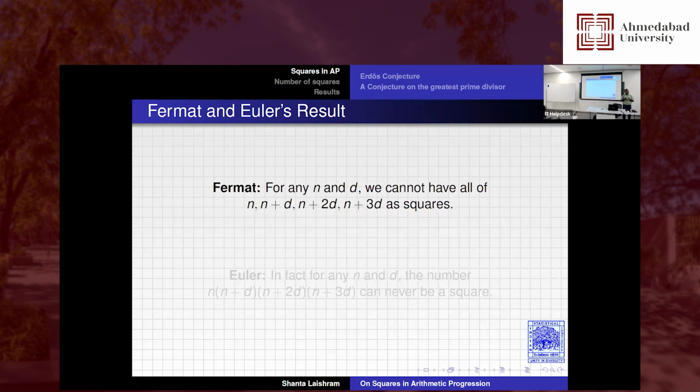Now, of course, Euler comes into the picture. Euler is famous for many well-known results in number theory. In particular, he generalized a lot of Fermat's results. In this particular case also, he generalized this result of Fermat by saying that not only can you not have 4 squares in arithmetic progression, but the product of 4 consecutive terms can never be a square. So n, n plus d, n plus 2d, n plus 3d cannot multiply to a square. Once 4 is not possible, anything bigger than 4 is not possible.